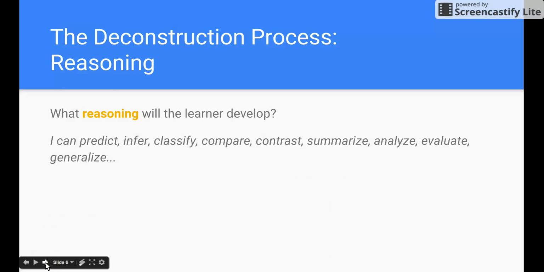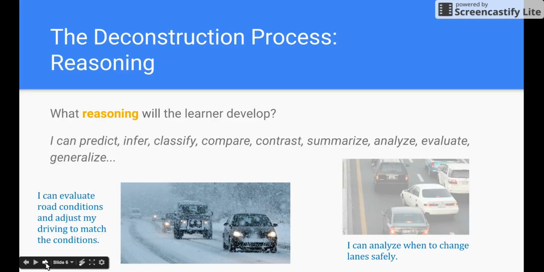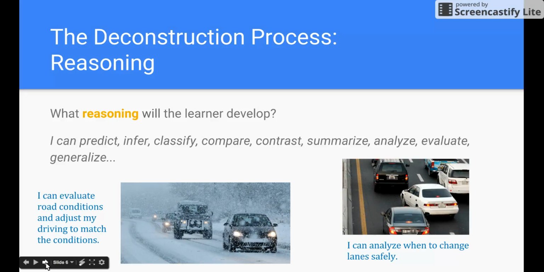Reasoning targets identify the higher order thinking skills students need to develop. Once I teach a few basics about driving, most of the time I spend with a new driver is helping her make good decisions as she drives.